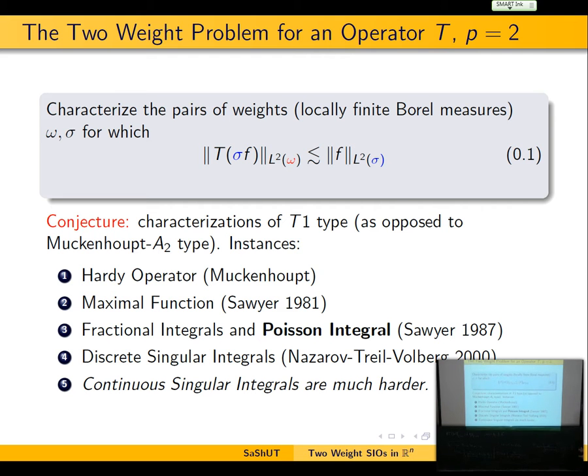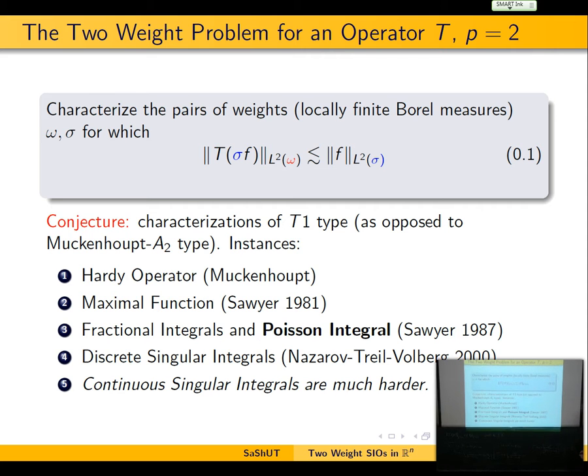It's T1 type characterizations. The advantage is that they are if and only if conditions, if you succeed, of course, in proving them. The difficulty is that the testing conditions involve the operator, and then it's harder to check. But if your life really depends on knowing whether this bound is true, and you cannot verify the Muckenhoupt type conditions, then you may want to go back to this. And also, I think it provides a nice understanding of how certain operators work.